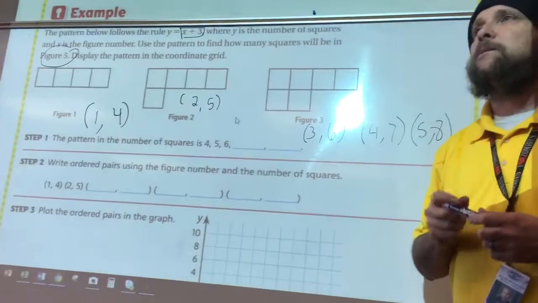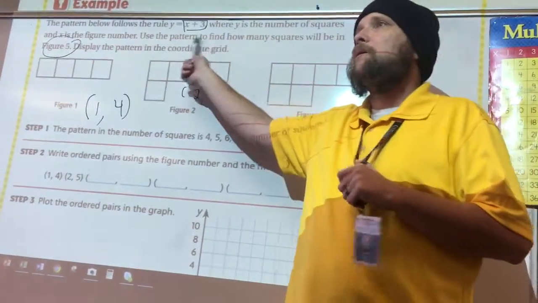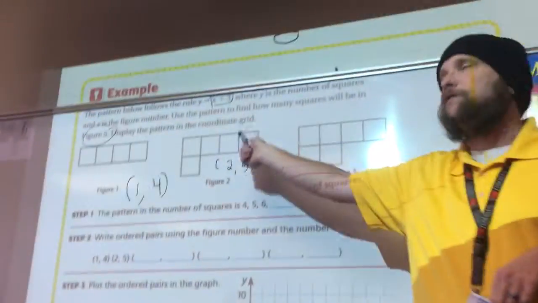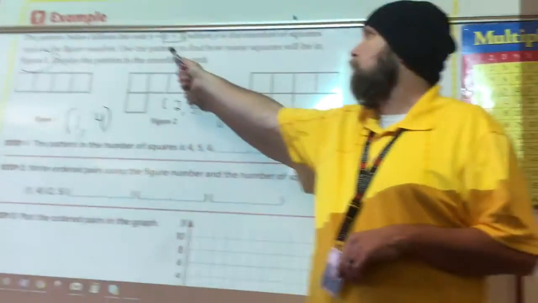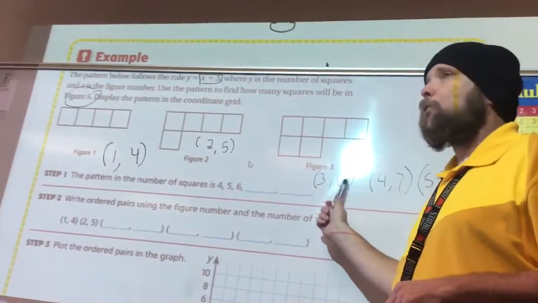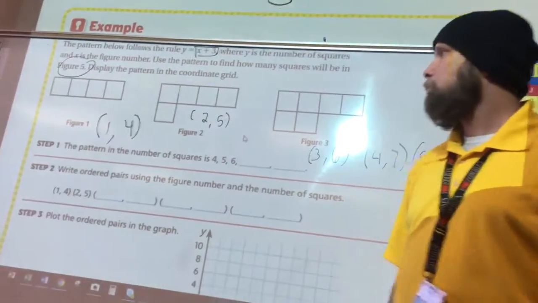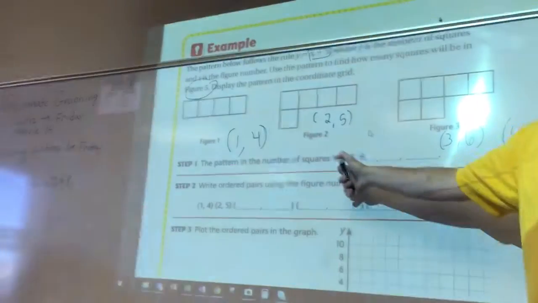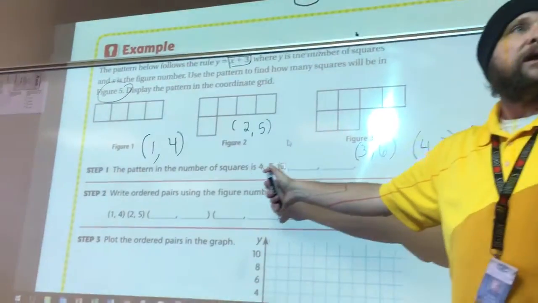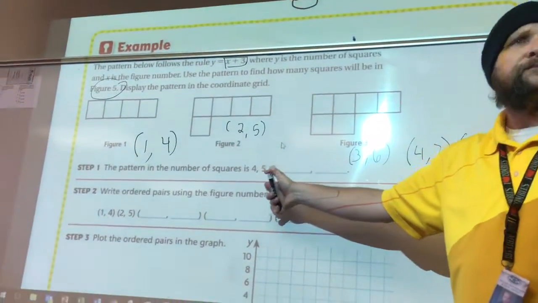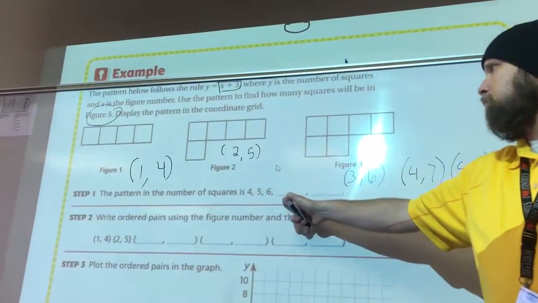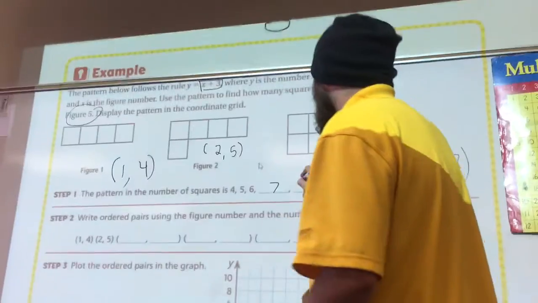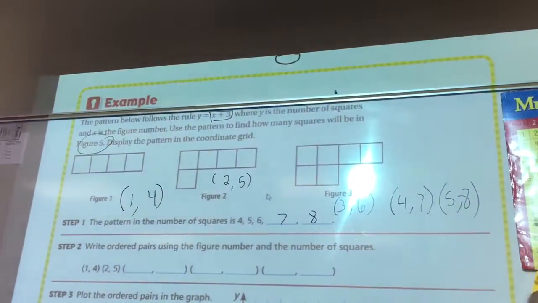This was not hard. Some of you didn't read this. You just said, I don't get it. If you read this, it told you exactly what to do. Take your input, or take your x, and add 3, which gave you your y. So the pattern for the number of squares is what, Salon? 4, 5, 6, 7, 8.